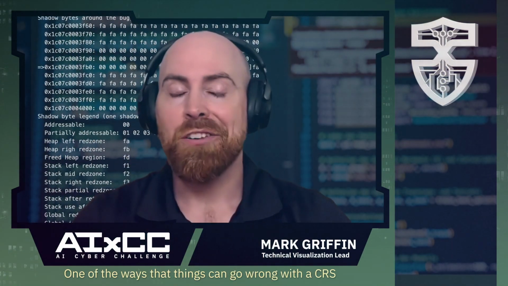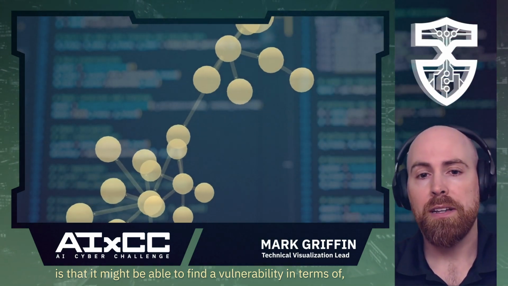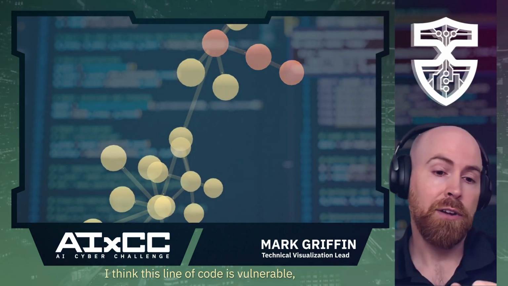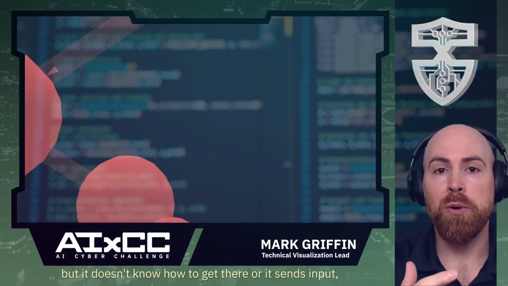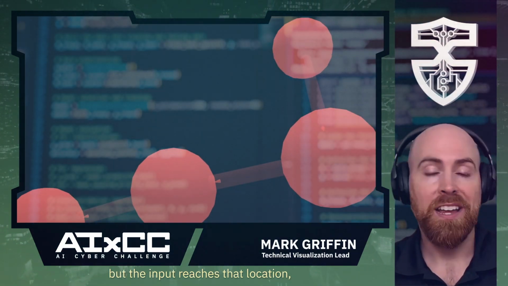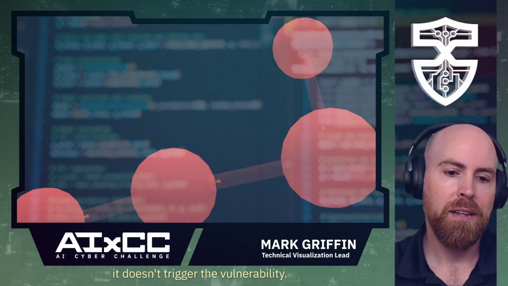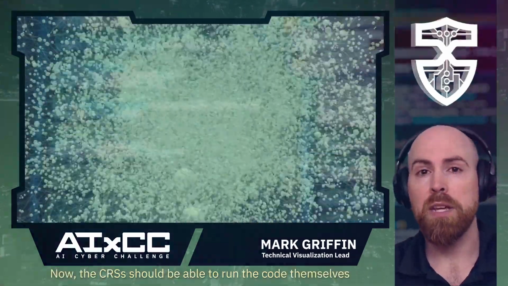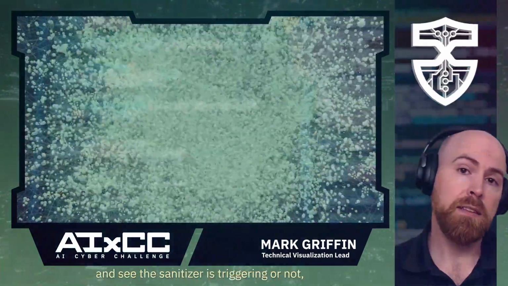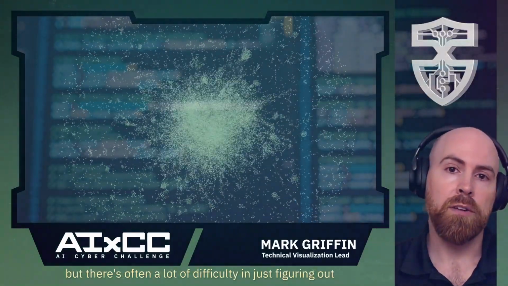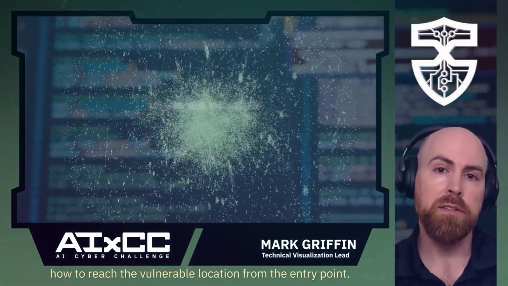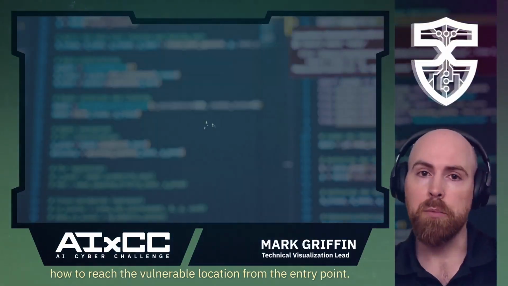One of the ways that things can go wrong with a CRS is that it might be able to find a vulnerability in terms of, I think this line of code is vulnerable, but it doesn't know how to get there. Or it sends input, but the input reaches that location and doesn't trigger the vulnerability. Now, the CRSs should be able to run the code themselves and see whether the sanitizer is triggering or not, but there's often a lot of difficulty in just figuring out how to reach the vulnerable location from the entry point.